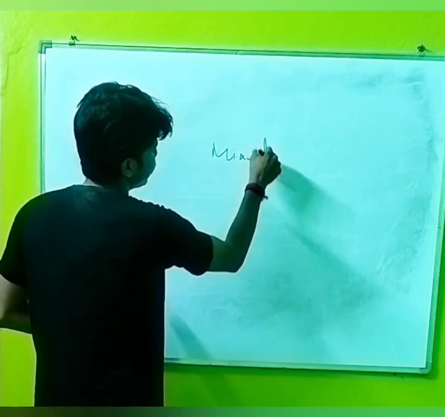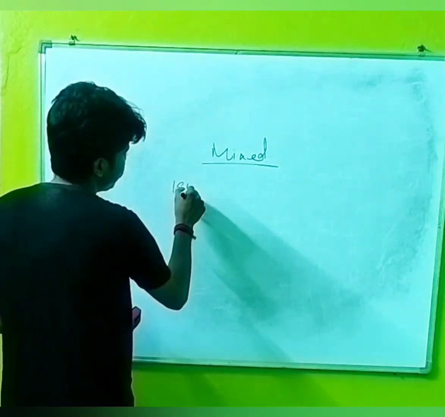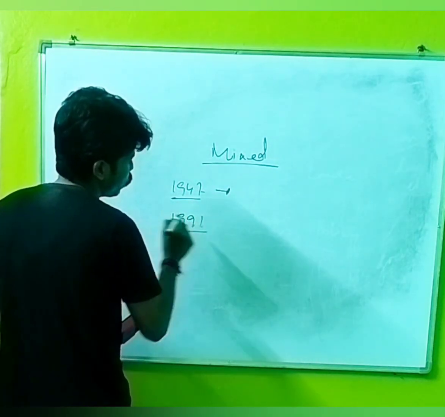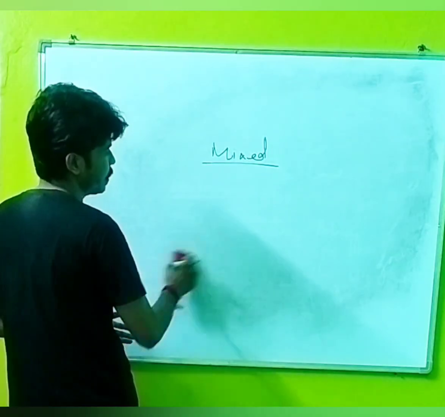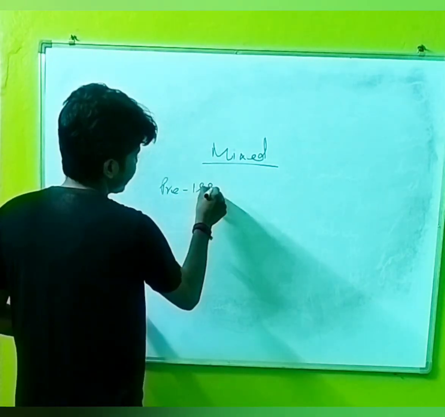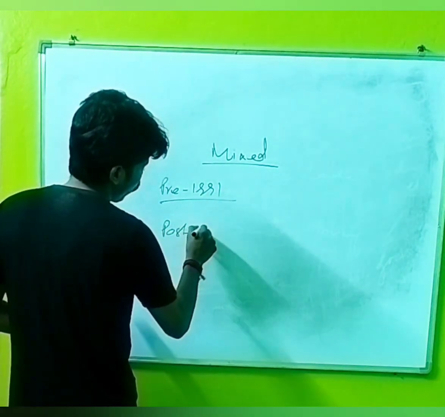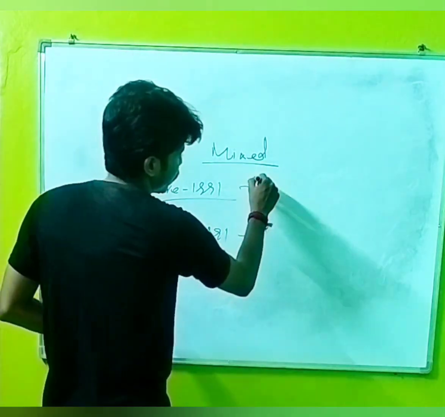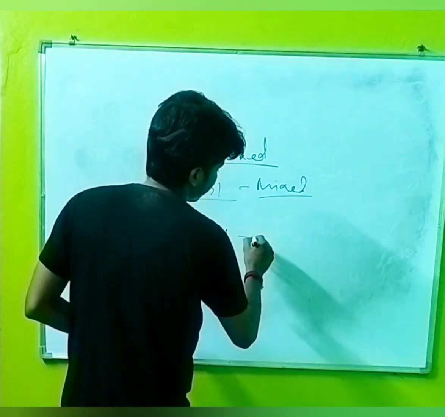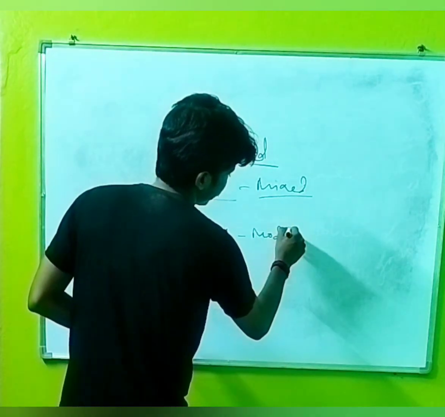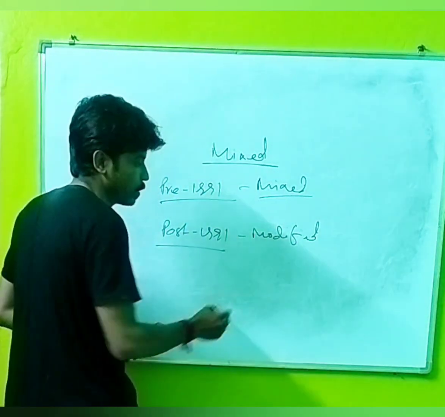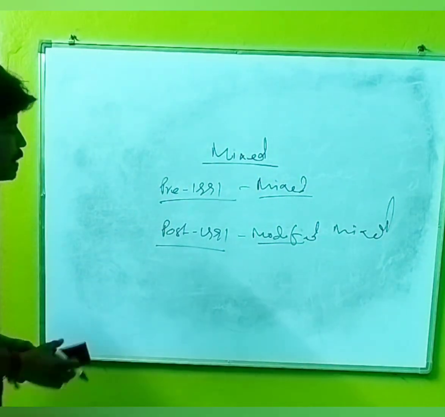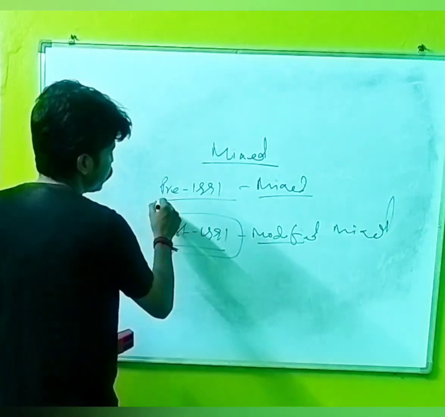So in case of India, after independence we accepted this mixed economy, as well as in 1991. So we have two ideas, two stages, two phases. One is pre 1991 and then we have post 1991. In both the phases, India had a mixed economy, but certain modification was made. So it was a modified mixed economy.